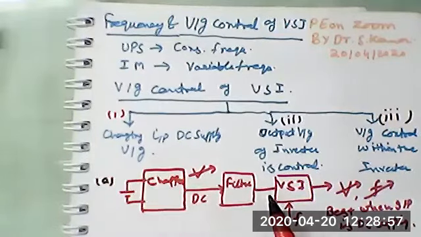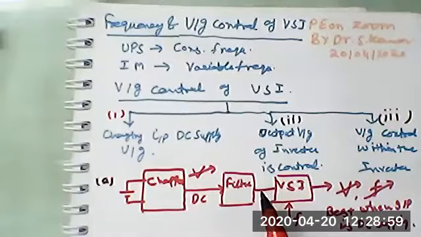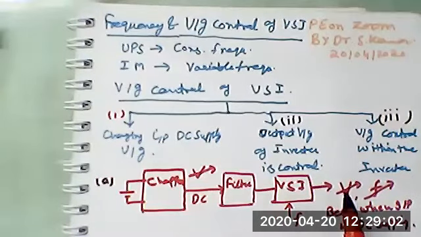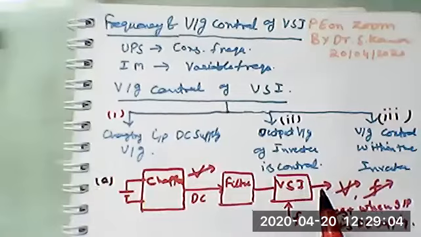Right? By changing the duty cycle, you can change the output voltage. Input voltage is changing, so you will have variable output voltage.